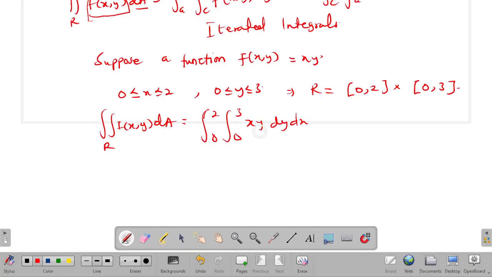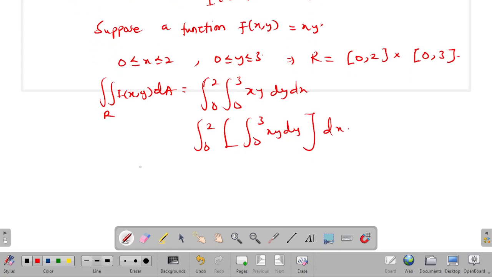So what do we do? We do the inner. So we can do this: integral 0 to 2, open brackets, integral 0 to 3, xy dy, close brackets, then dx. That's the meaning of this. Okay, so once you have this done, you integrate the inner one with respect to y. How do we do that? We simply have the outer integral once again. So my inner, remember this gives y squared over 2, right? So x y squared over 2 from 0 to 3.